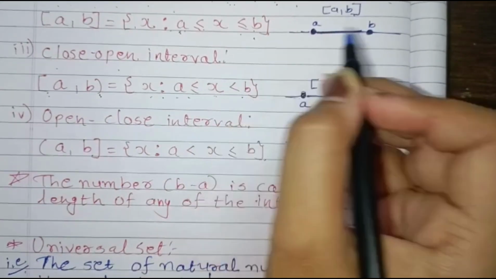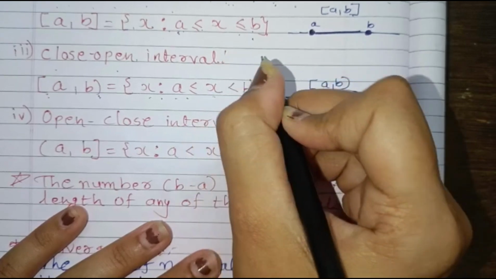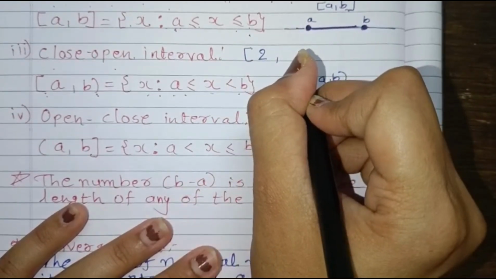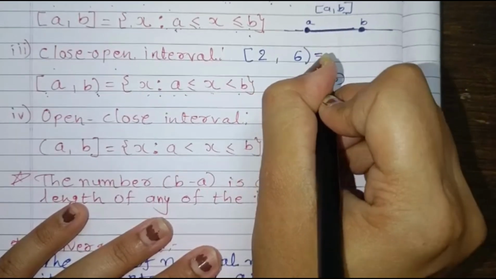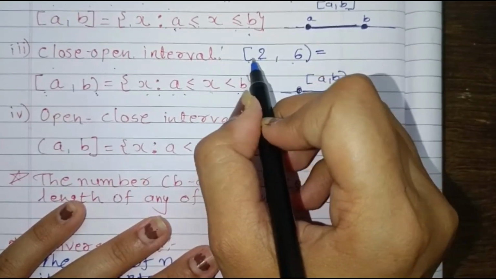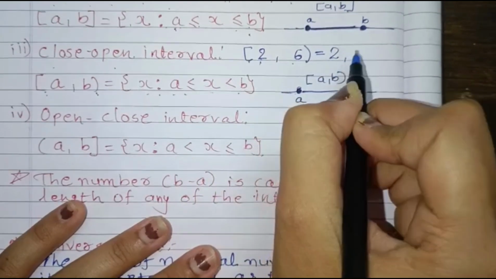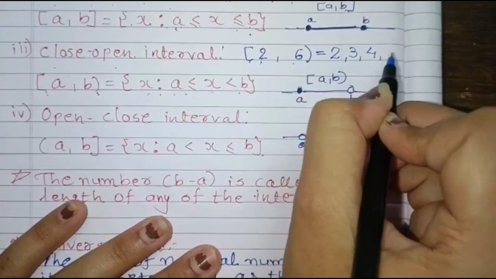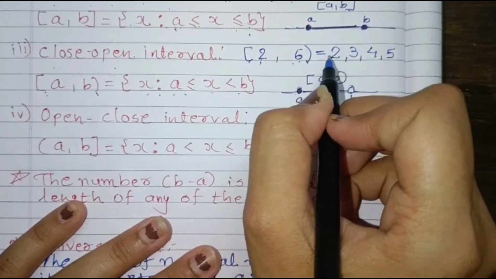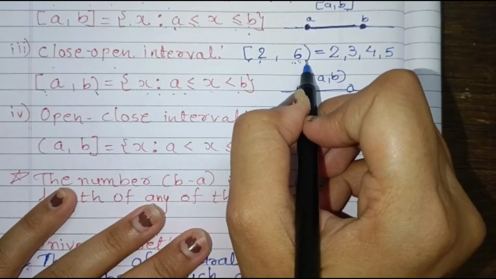Again, we are taking some examples. 2 up to 6, all the numbers between 2 and 6. Here, it is closed at 2, then 2 is included, 3 also, 4 also, and 5. 6 is not included, because there is an open interval.